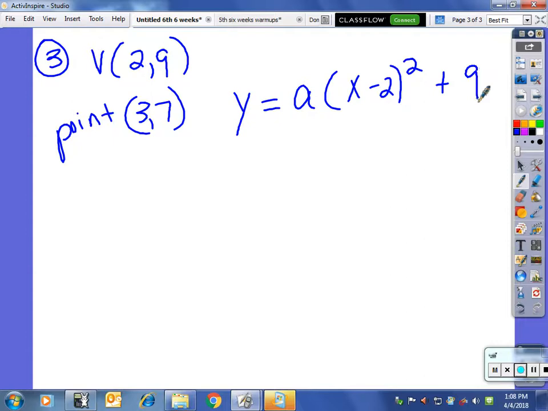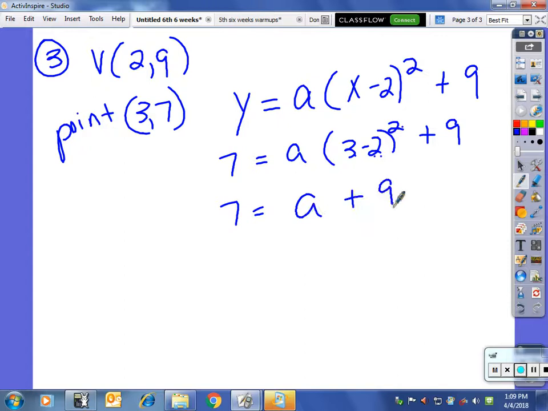Okay, I am telling you guys, if you're making mistakes, I would definitely break this down into 2 parts. The very first thing I would do is just rewrite the equation, only replacing H and K. Then I would replace the Y and the X value. Then I would solve the equation. 7 equals, 3 minus 2 is 1. 1 squared is 1. This one was easy. What does A equal? Negative 2.